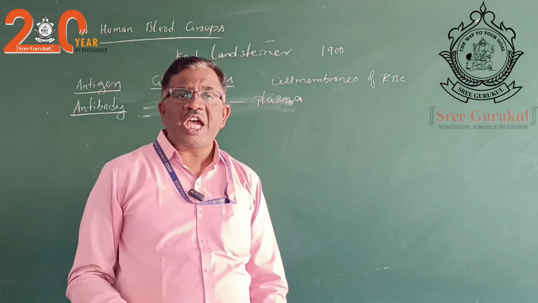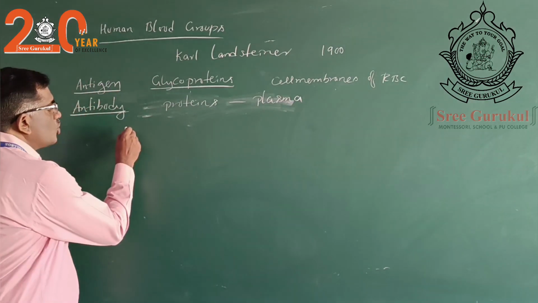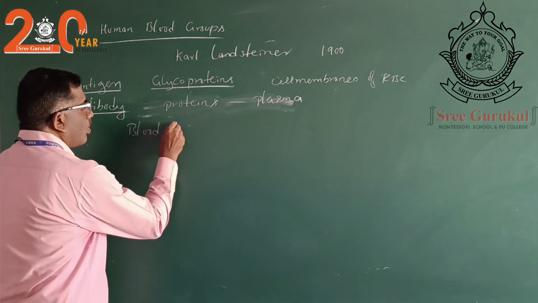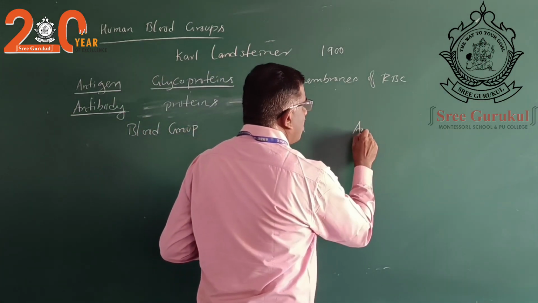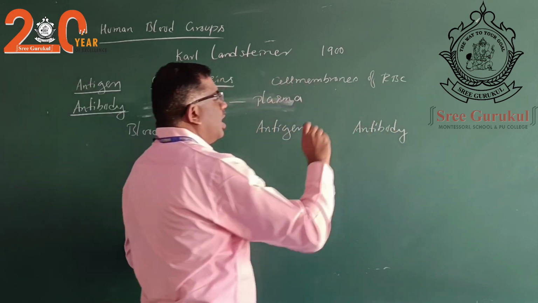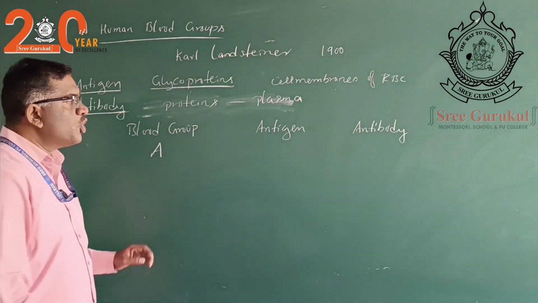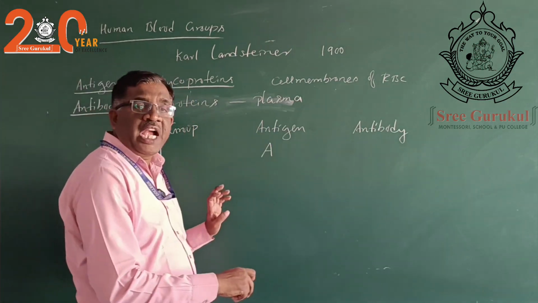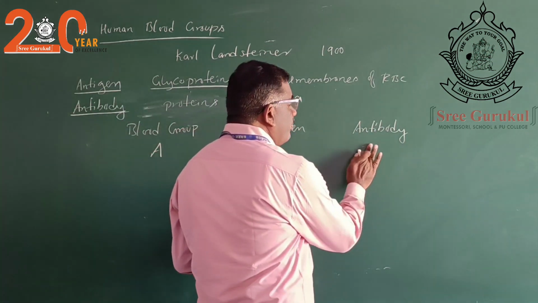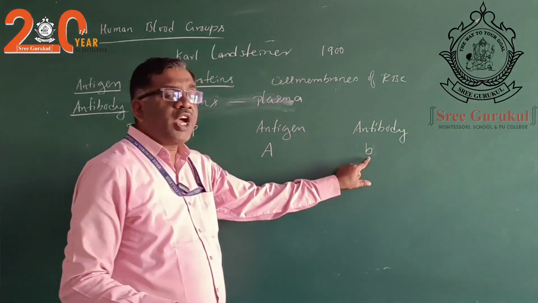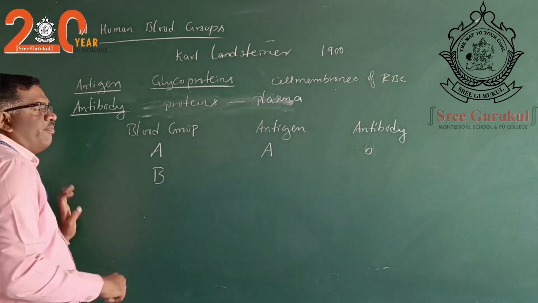Now we are going to classify human blood groups based on the presence of antigen and antibody. Let us see first the blood group, antigen and antibody. Let us take A blood group. In A blood group, what type of antigen do they have? A antigen. What type of antibody? B antibody.